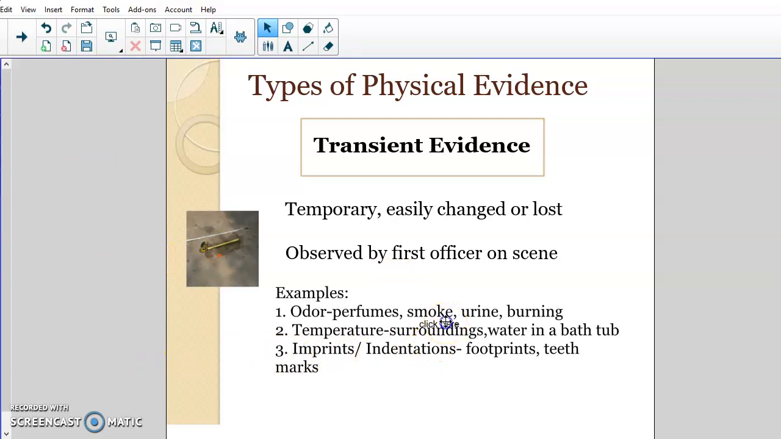You don't necessarily need to write all of them, but you may want to write some of them. Examples would be like odors, perfume, smoke, the smell of urine or burning. So anything that they would smell when they first walked in the scene of a crime. So say that they walked into an apartment where somebody had been murdered and they have a distinct smell of a specific cologne or perfume. That would be something worth noting. Someone had been there recently.